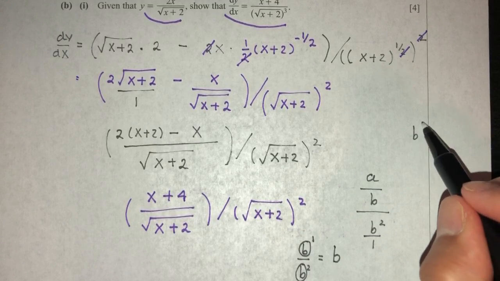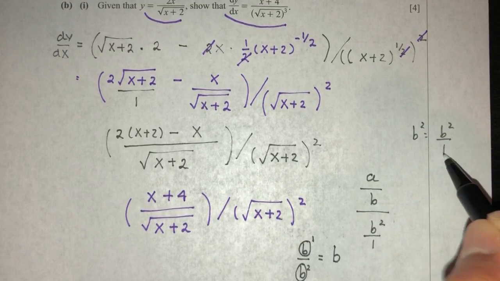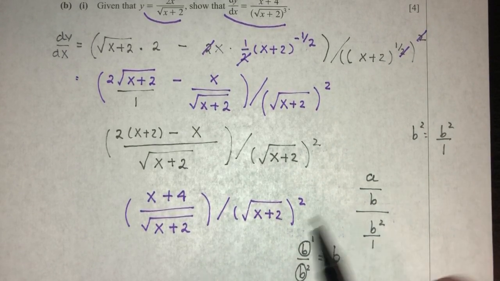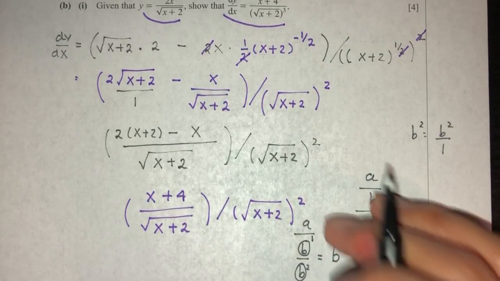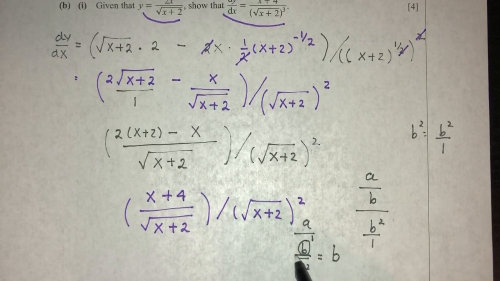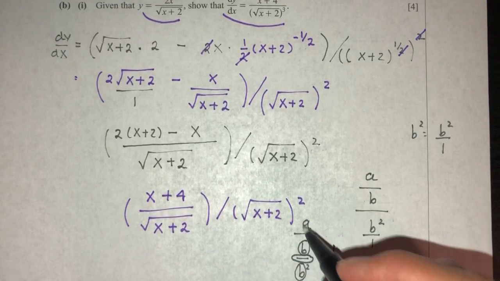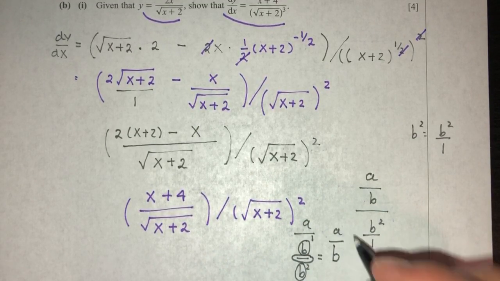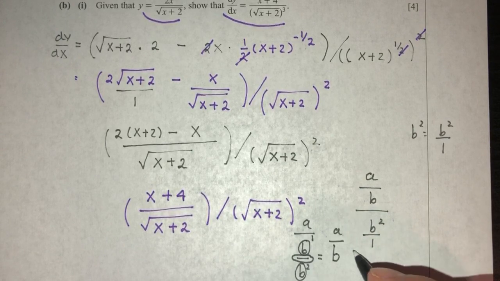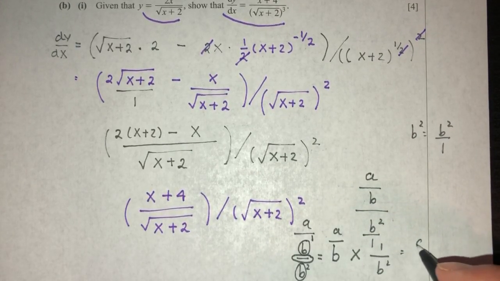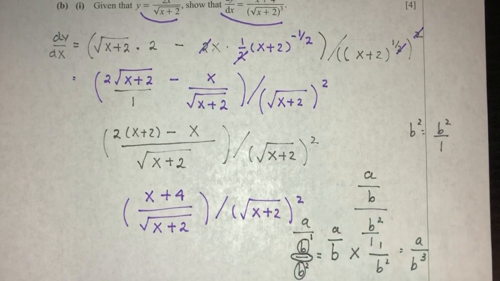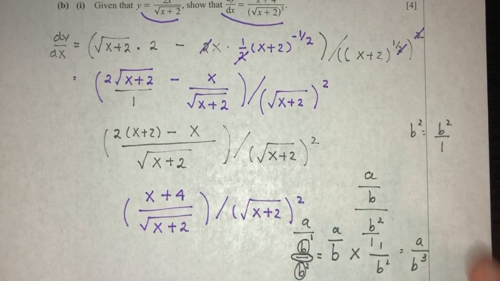So what is b squared? It is b squared over 1, right? So whenever you have a fraction divided by another fraction, we can combine them, because you want to change the divide sign into multiply. So first you leave the first part alone by itself. Same thing, change divide to multiply. You will have 1 over b squared. That will be a over b cubed, right? I hope that makes sense.